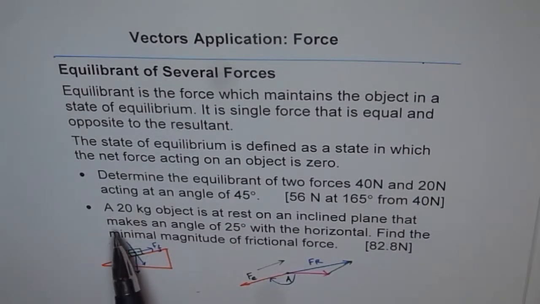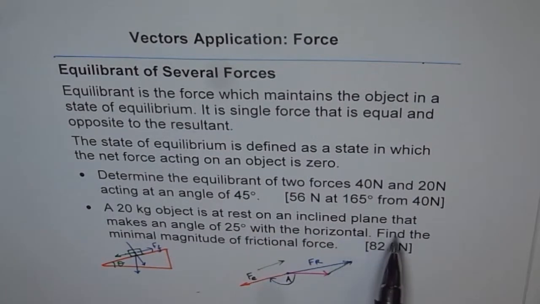Question 2 is, a 20 kilogram object is at rest on an inclined plane that makes an angle of 25 degrees with the horizontal. So theta is given as 25 degrees. Find the minimal magnitude of the frictional force. Now if the object is not moving, then the component along the inclined path should be the same as the frictional force. So that component, when equated to the frictional force, will give you the answer, right?